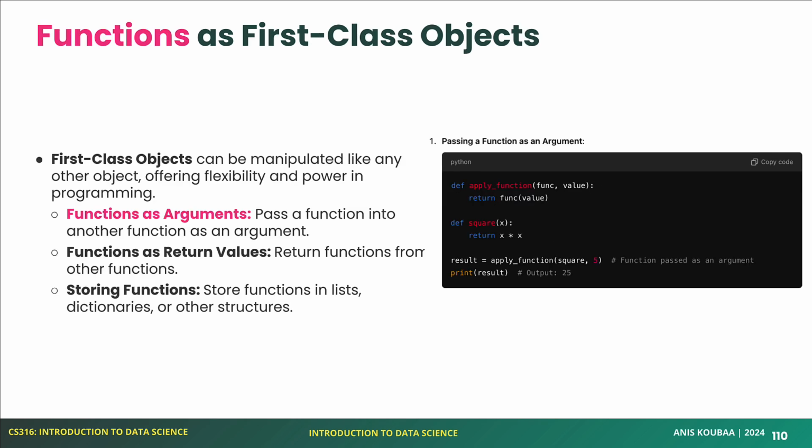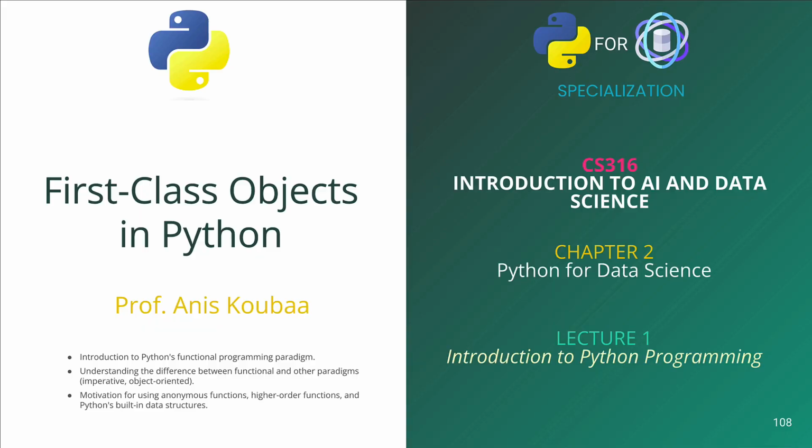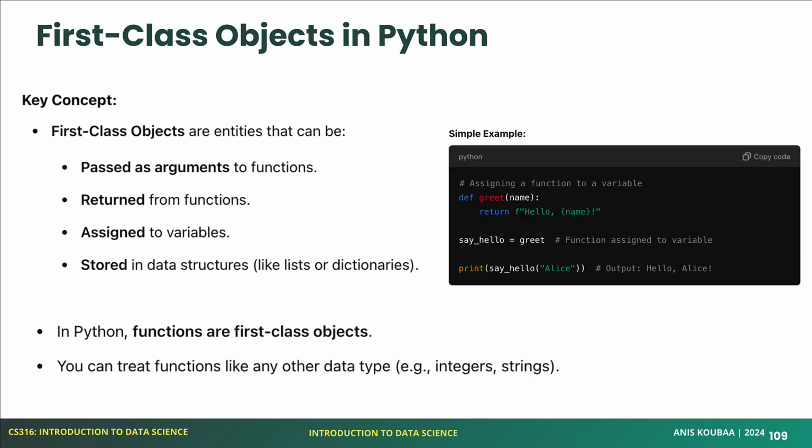Yes, any question? How can functions be assigned to values? You can make x equal to a certain function, like I think we've done here. Say hello equals greet, and greet is a function. So when you say hello Alice, it's going to call this function. Yeah, this is a function assigned to a variable. So this variable becomes a function of type function.